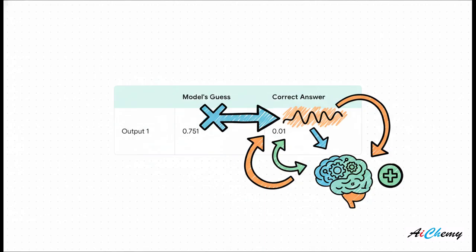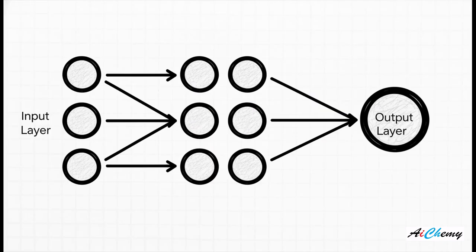The whole learning process starts by calculating this difference, the gap between the guess and the right answer. This first step is what we call the forward pass. The input data literally flows forward through the network, and based on its current internal settings, you can think of them as thousands of tiny little knobs called weights and biases, it calculates a prediction. In our case, that was the wrong guess of 0.751.